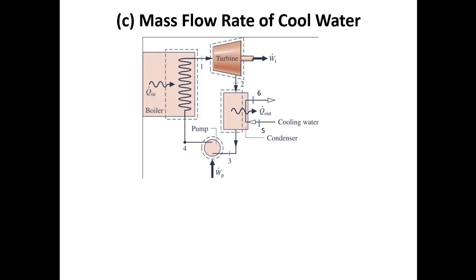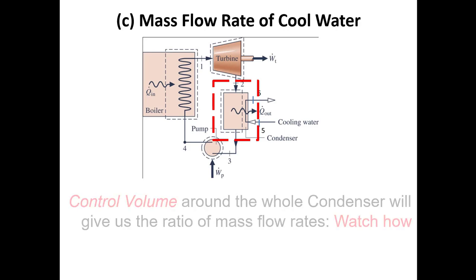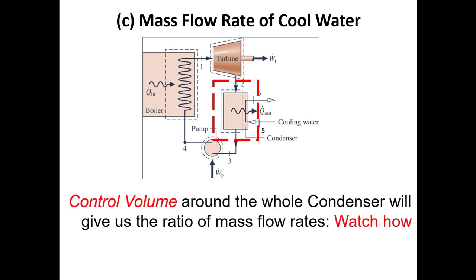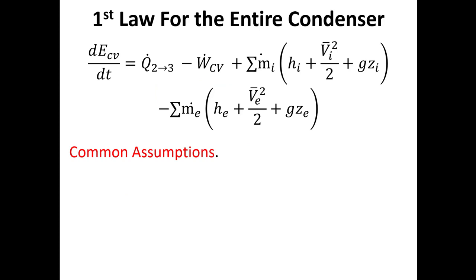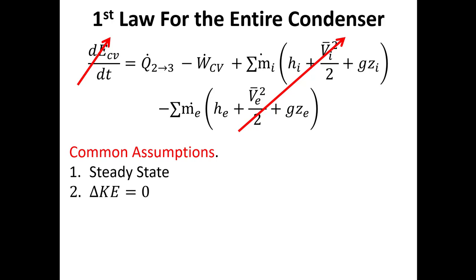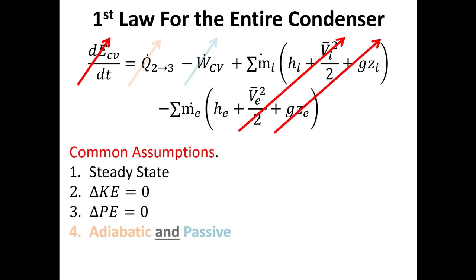Now, the problem asks me to find the mass flow rate of the water moving through the cooling side of the heat exchanger. So what I need to do is a first law analysis on this heat exchanger that I'm using to cool my working fluid. This is my control volume, and I will do a first law analysis. I'm going to say that the system here is steady state, that there's no change in kinetic energy, no change in potential energy. The system is both adiabatic and passive.